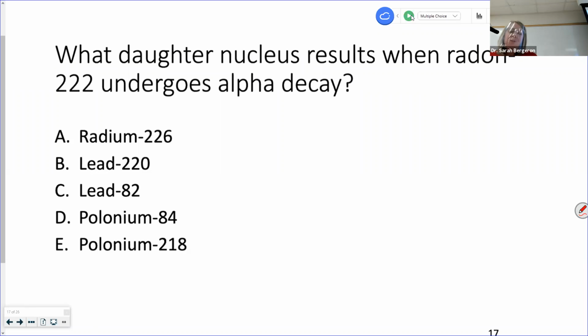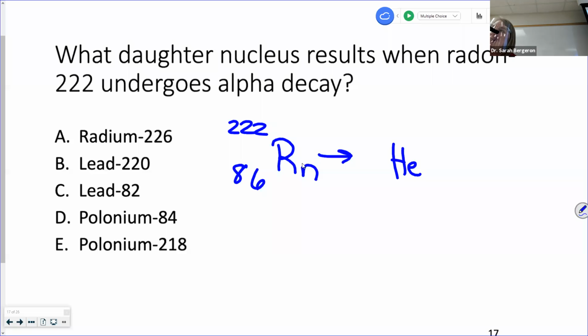Okay, so let's do the problem and then we'll check everybody's answers. So radon, what's the symbol for radon? Rn. What is it? 222, and what's on the top? 86. Okay, it's going to undergo alpha decay. So an alpha particle is a helium nucleus. So what goes on top? What goes on bottom? 2.